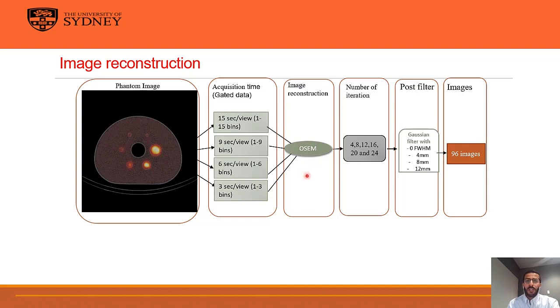The data were reconstructed by Hermes hybrid recon, using a 3D iterative reconstruction ordered subset expectation maximization algorithm with resolution recovery and attenuation correction. Also, the scatter correction was applied using a Monte Carlo simulation technique. Different numbers of iterations from 4 to 24 were applied to find the optimum number of iterations with shorter acquisition time. Then after that, a Gaussian Butterworth filter with full width at half maximum from 0 to 12 millimeters was applied. We end up with 96 images.